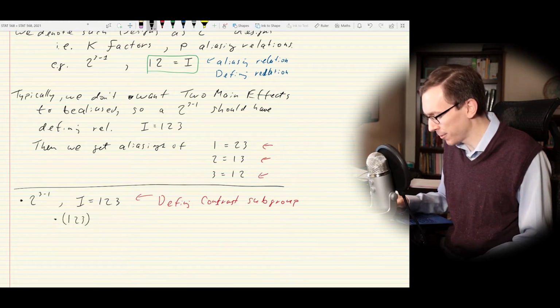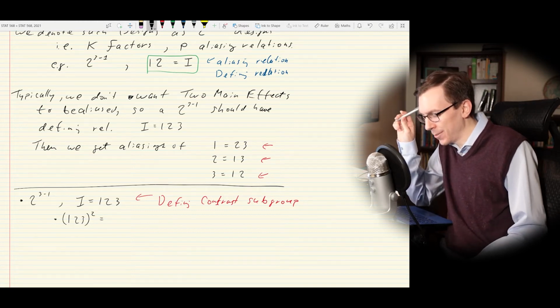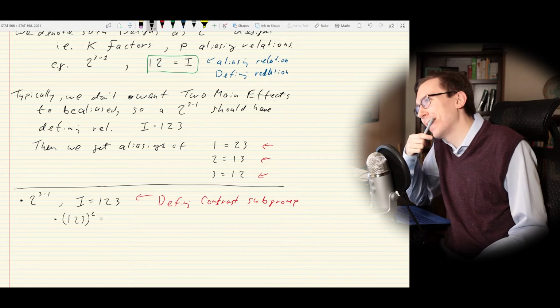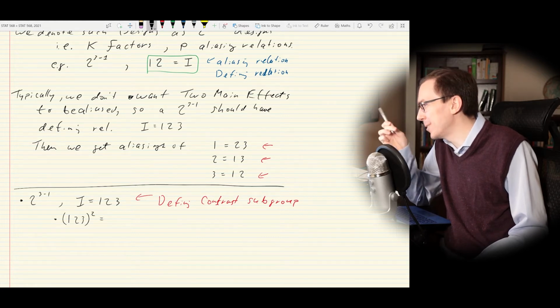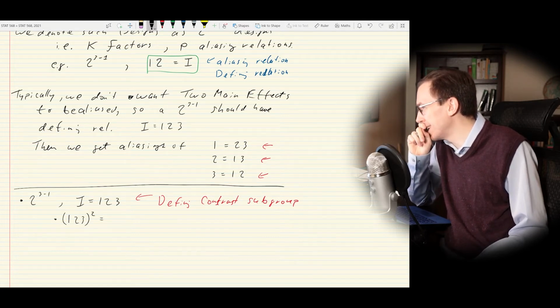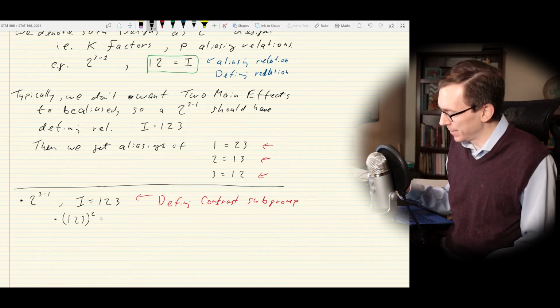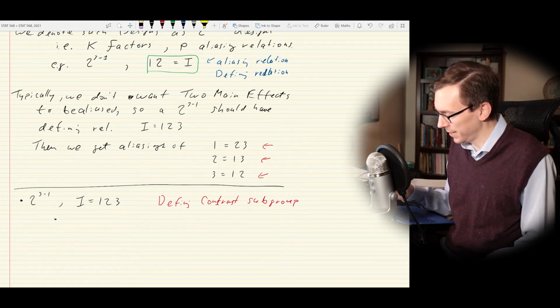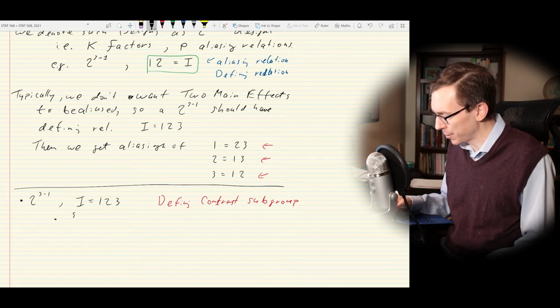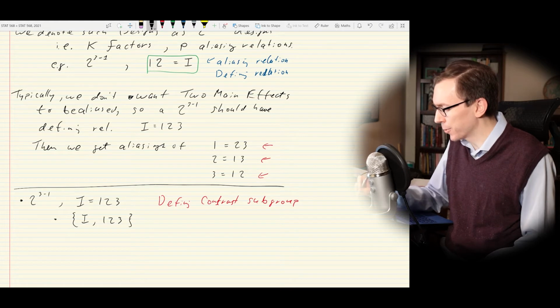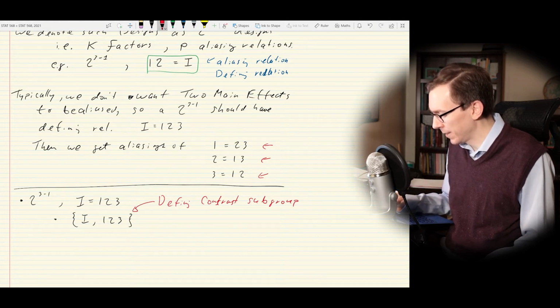So if we take 1, 2, 3 and we square it, well, how do I want to write this out? Writing it out as equal to the identity is a little bit confusing, because what we're doing is aliasing it with the identity, but I should do a better job at writing this out more precisely. The defining contrast subgroup is going to be I, 1, 2, 3. So it is a group with 2 elements in it. This is the defining relation.